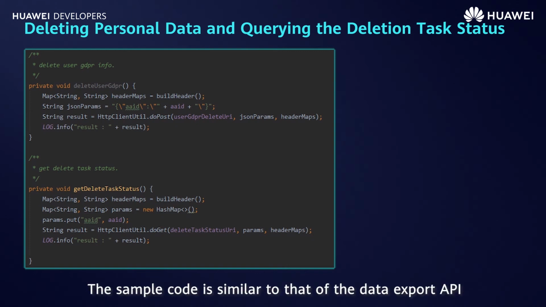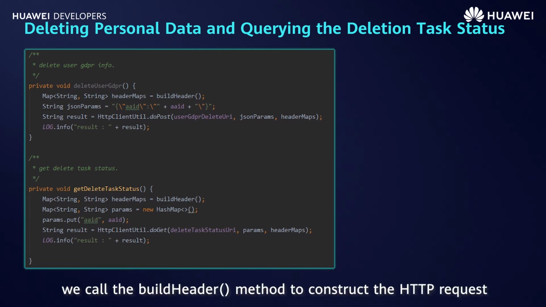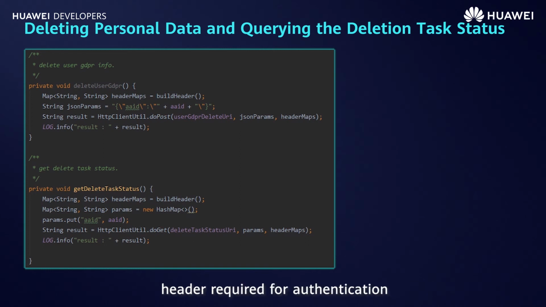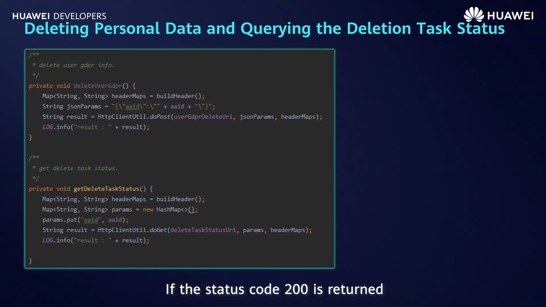The sample code is similar to that of the data export API. In the getDeleteTaskStatus method, we call the buildHeader method to construct the HTTP request header required by authentication, construct the AID for deleting user data, and then send the POST request carrying the HTTP2 class to the data deletion API. If the status code 200 is returned, the API has been successfully called.